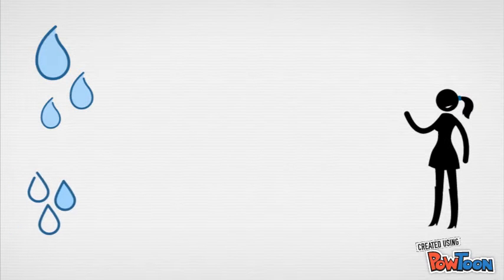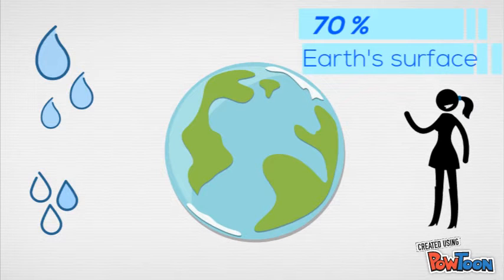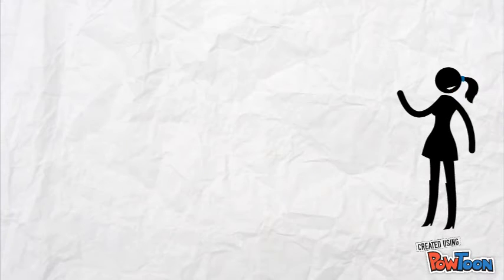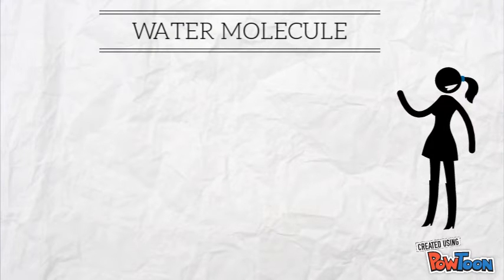Water is an essential part of the Earth system. Water is special not only because it covers over 70% of the Earth's surface, but also because it is the only known substance that can exist in gaseous, liquid, and solid phases within the relatively narrow range of temperatures and pressures found on Earth. Water's special qualities come from the unique shape of the water molecule.